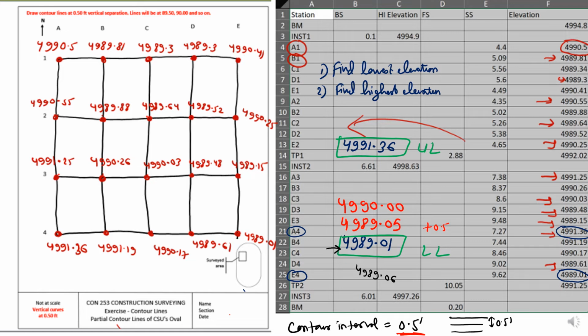So keep adding 0.5 to the elevation. So my next line would be 4990.00, then 4990.50, right? So my next contour line would be at an elevation of 4991.00. Since my upper limit is 4991.36, I have to stop here. So my contour lines will have these four elevations, and I'm going to use these elevations as the elevations of my contour lines. I use the numbers ending in 0.5 just for simplicity.